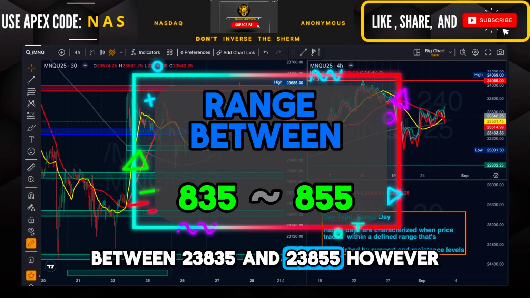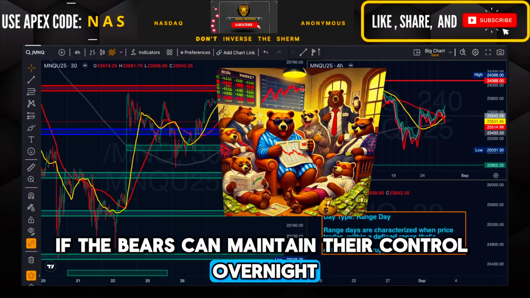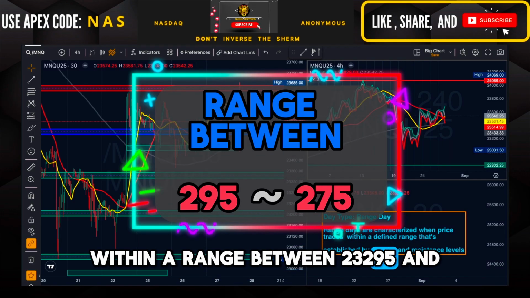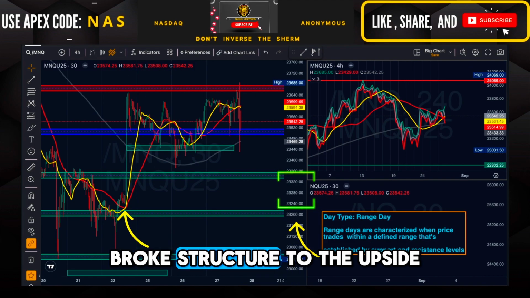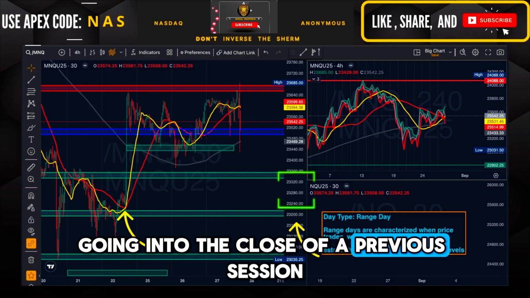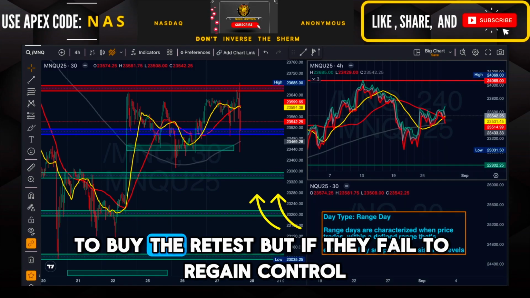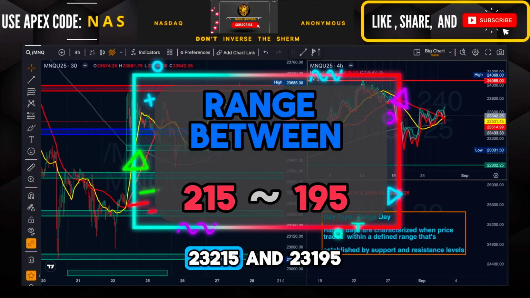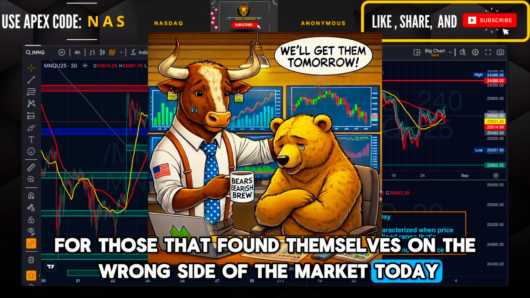835 and 855. However, for my bearish thesis, if the bears can maintain their control overnight, then I'll be watching the reaction when price trades back within a range between 295 and 275. Because this is the range where the bulls broke structure to the upside going into the close of a previous session. And I do expect for passive buy orders to be resting around this area to buy the retest. But if they fail to regain control, then I'll be watching the reaction when price trades within a range between 215 and 195.